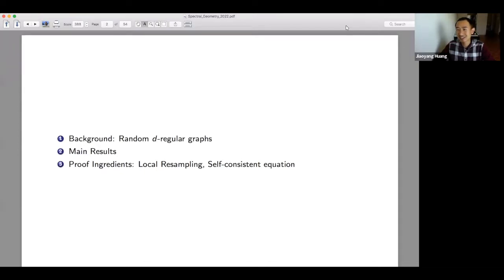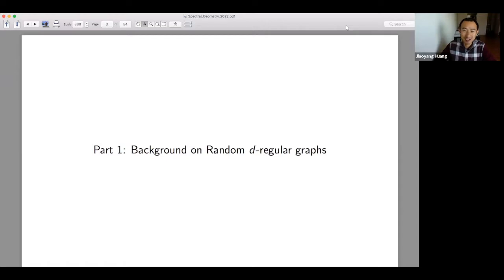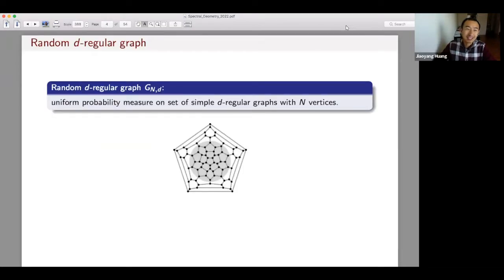During the talk, if you have any question, just feel free to interrupt, unmute yourself and ask me the question. Okay, let me start with the background on random d-regular graphs. I consider those random d-regular graphs, usually denoted by G_{n,d}. They are simply the uniform measure among all the possible d-regular graphs on n vertices. You can simply think that among all those d-regular graphs, you uniformly randomly pick one. Here, d-regular means each vertex has degree d. Like this graph, each vertex has degree 3, so it's a 3-regular graph.